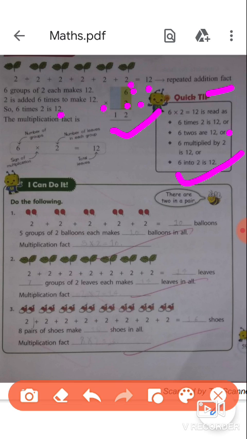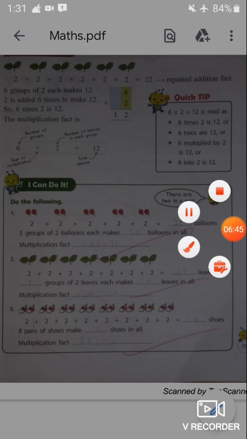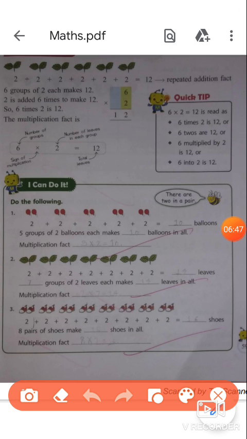Now I can do it. Students, there are 2 in a pair. Here how many pairs of balloons? 5. So students, 5 groups of 2 balloons each makes 10 balloons in all. Multiplication fact, 5 multiplied by 2 equals 10.